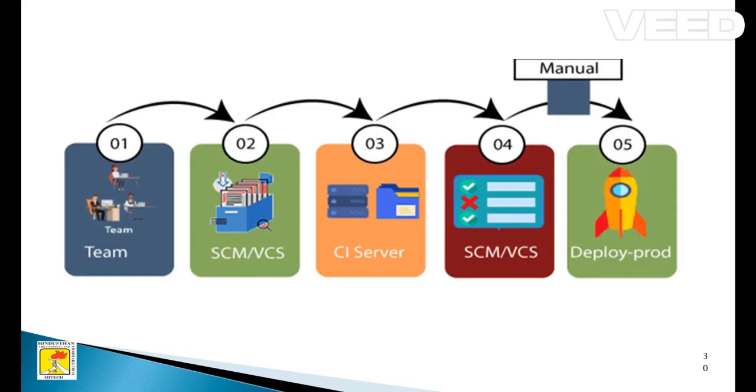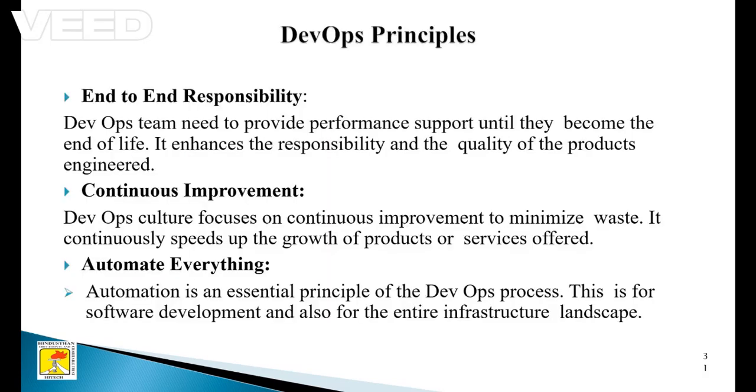First, the team ensures it uses the SCM and VCS process, and it's sent to the CI server. Again, it checks the SCM and VCS process, and finally it deploys and produces the output for us. This is the manual process of Jenkins.